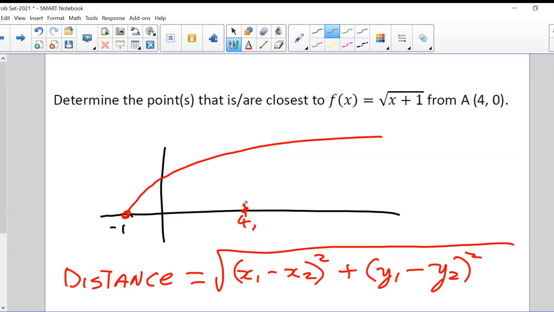But remember, we have to measure to this distance right here. And by the way, let me give you a little idea here. We know the coordinates of this point as being 4,0. Right? That's what it says right there. So yes, we do have a potential x and a potential y. The x1 could be 4, and then the y1 could be 0.